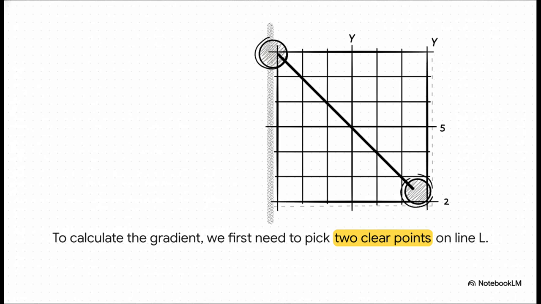Let's have a look at our graph. To get started, we need to pick 2 points on the line that are super easy to read, where the line crosses the grid perfectly. Can you spot one? Right here at the top. That's the point (0, 5). Now, how about another one? Look down here. Perfect. The point (2, 1).